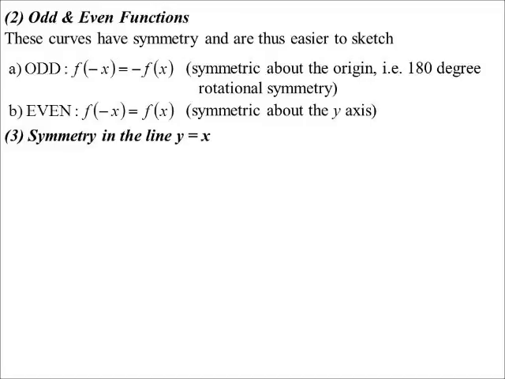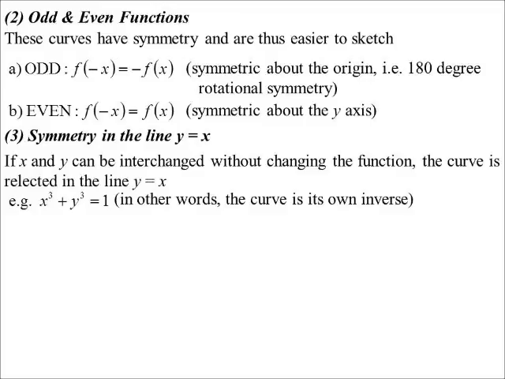Symmetry in the line y equals x. We haven't talked a lot about it. We talked a bit about it when we looked at inverse functions, you might remember, and we said they were symmetric in y equals x. Basically, if you look at a function and you can swap the x and y around and it doesn't change the function, then that must be symmetric in y equals x, because basically what we're saying is it is its own inverse. Because when we're going to find inverse functions, we said swap the x and y around and see what the new function is. So if it doesn't change the function, it is its own inverse, therefore the shape is reflected in the line y equals x.